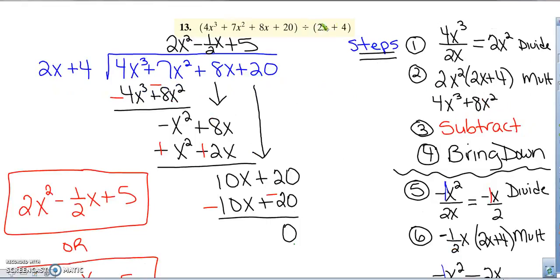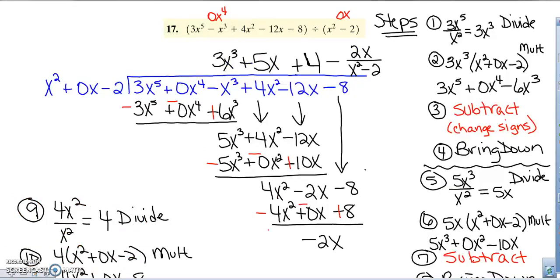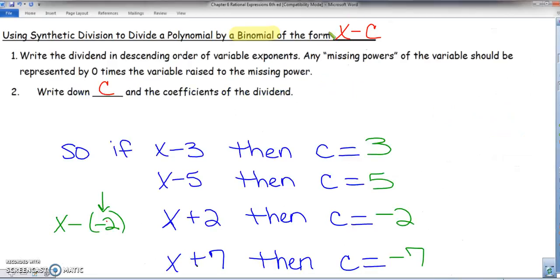This example, 2x plus 4, is not in the correct format because notice the coefficient of the x here is 2, but the coefficient of the x for synthetic division is a 1. So we need the binomial to be in this form in order to do the division. So when it's written in this format, one of the things we need to do is very similar to the other process of long division, make sure everything is in descending powers, and also make sure if there's anything missing that you put in a placeholder.